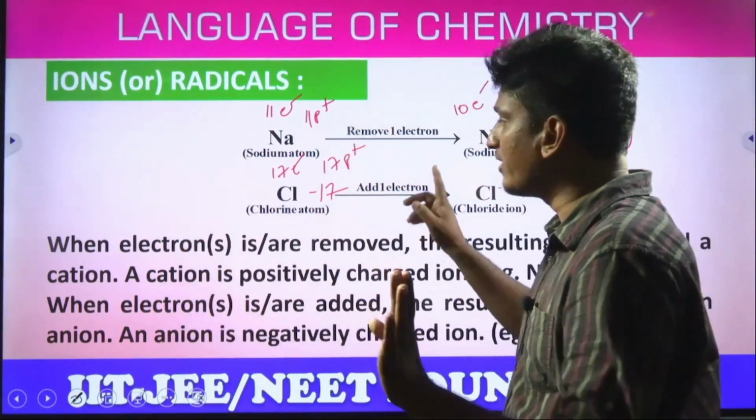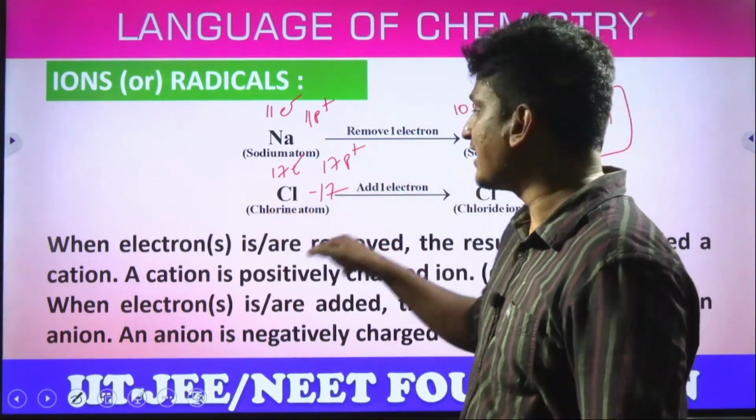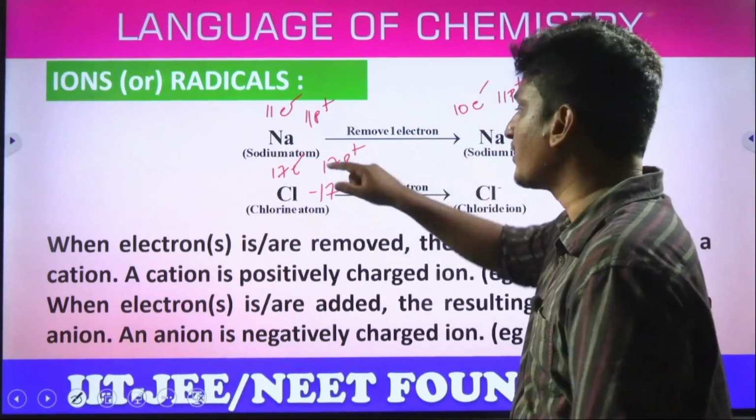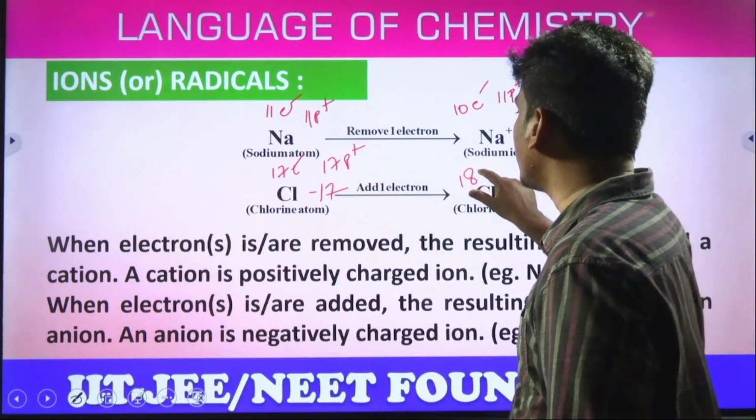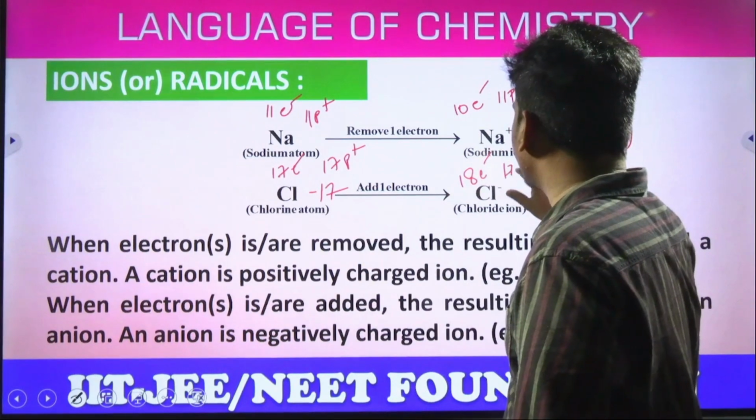But according to the nature of chlorine, chlorine is gaining 1 electron. Now the number of electrons becomes 18. Yes sir, 1 electron is getting added. Is there any change in protons? No, there is no change in protons.